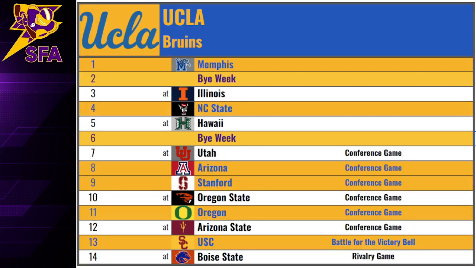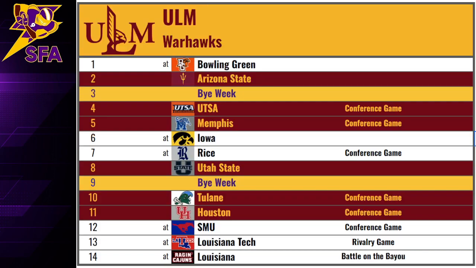All right, UCLA, the Bruins. We got Memphis, Illinois, NC State, and Hawaii. I love when the schedules look like that. All non-con and then all conference. Ugh, beautiful. ULM, Bowling Green, Arizona State, Iowa, and Utah State. Yeah, it's not good. I think like 67.